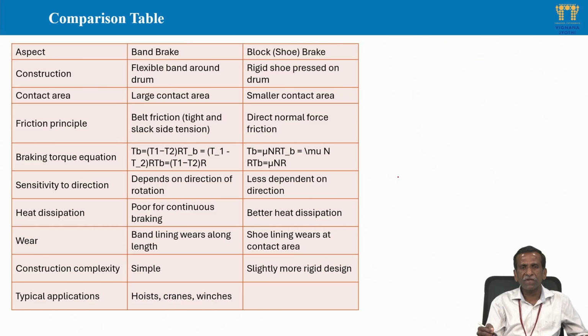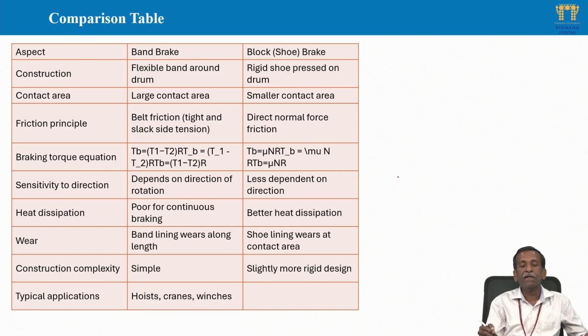And frictional principle: belt friction, tight and slack side, that is belt tension ratio, that is tension difference, gives braking torque. In block brake, the direct normal force, mu into that normal force, is the braking resistance. Braking torque equation: T1 by T2 is e power mu theta, and braking torque equals T1 minus T2 into R. Using these two relations we can find tensions on tight and slack sides. In the block brake, braking torque is equal to mu into normal reaction Rn, and sensitivity of direction depends on direction of rotation.